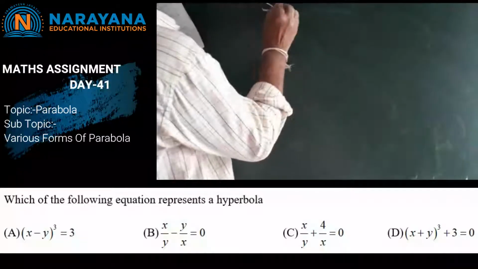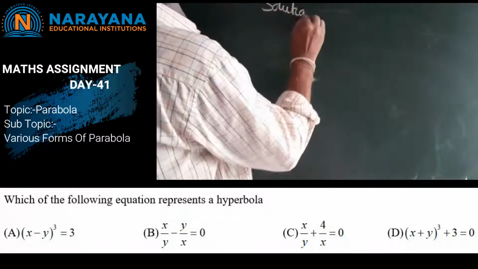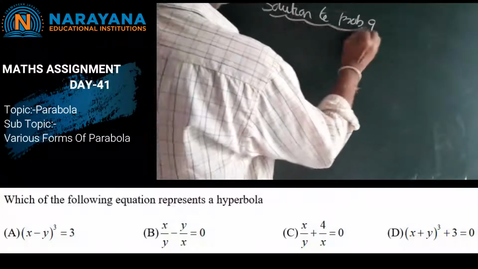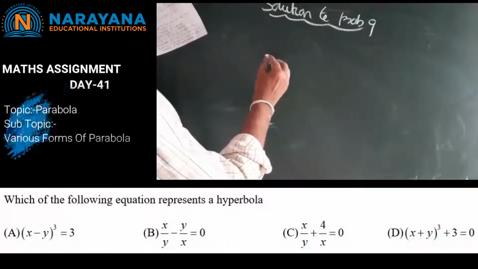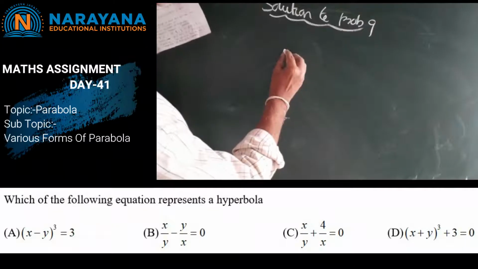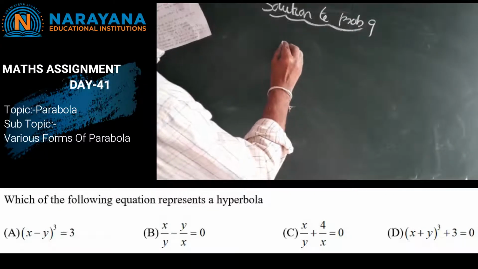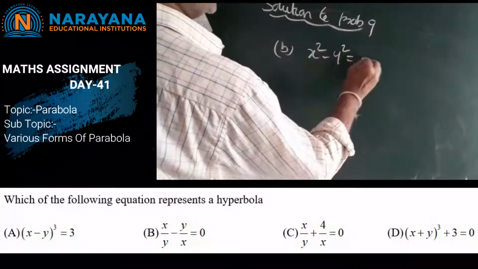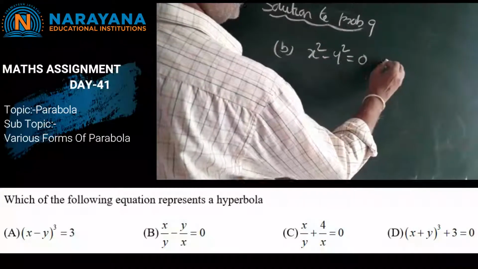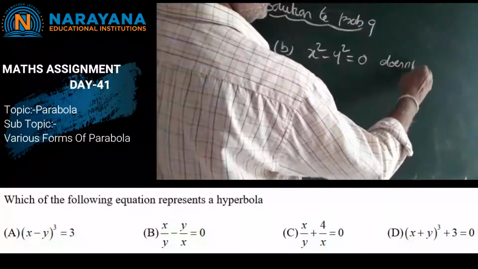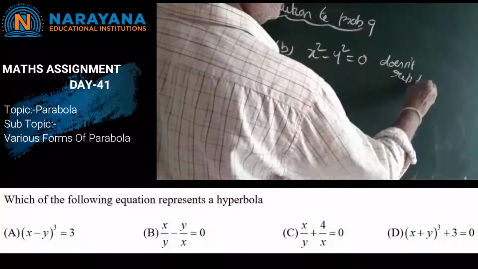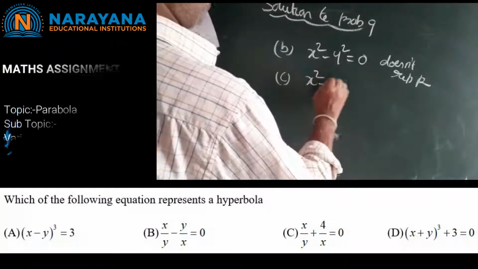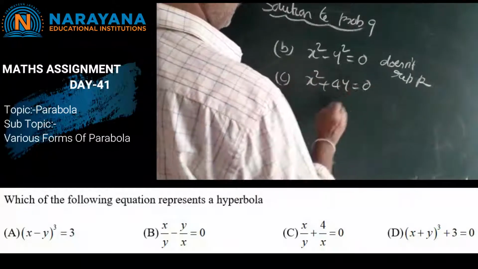Solution to problem number 9. From the options, the first option is a cubic equation which doesn't represent a parabola. In the second option B, you can get x² − y² = 0. This doesn't represent a parabola. And the third option, if you take this, you can get x² + 4y = 0. This represents a parabola.